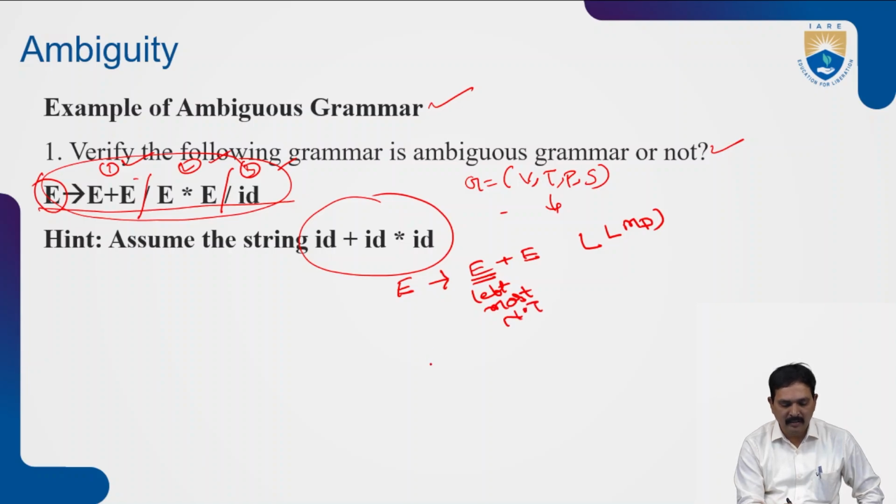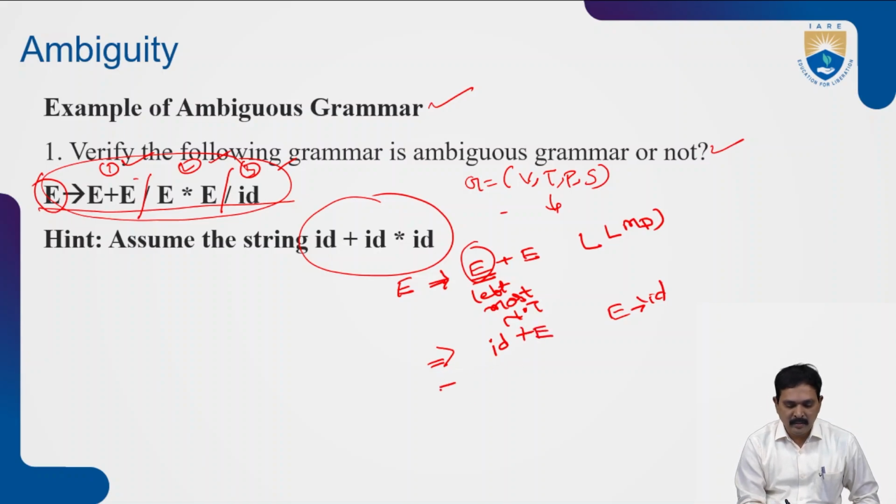So here you replace that symbol with ID, so it becomes ID plus E. I becomes ID, because I am taking the portion E becomes ID. Now the string is ID plus E. ID is not a non-terminal; it is a terminal. So now only the capital E is the leftmost non-terminal.